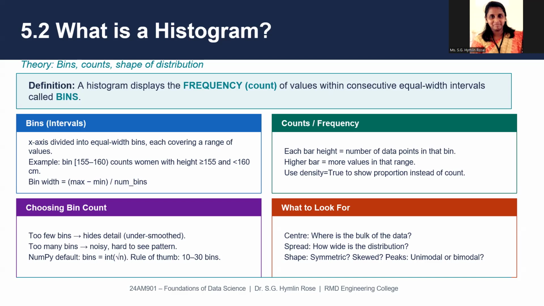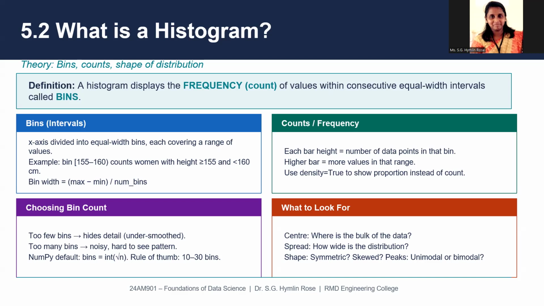Bin width is calculated as maximum minus minimum divided by the number of bins. The bin width determines how much data is aggregated into each bar. The second thing needed is counts or frequency. The height of each bar tells you how many data points fall within that bin's range. A higher bar represents more values in that range, and a shorter bar represents fewer values. It can also be set to show density, that is, proportion instead of count.